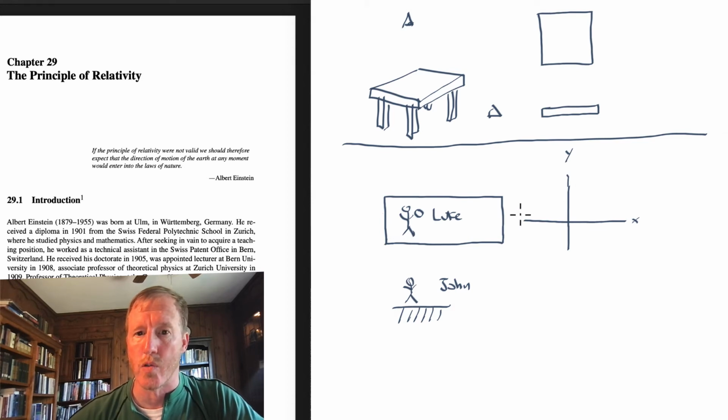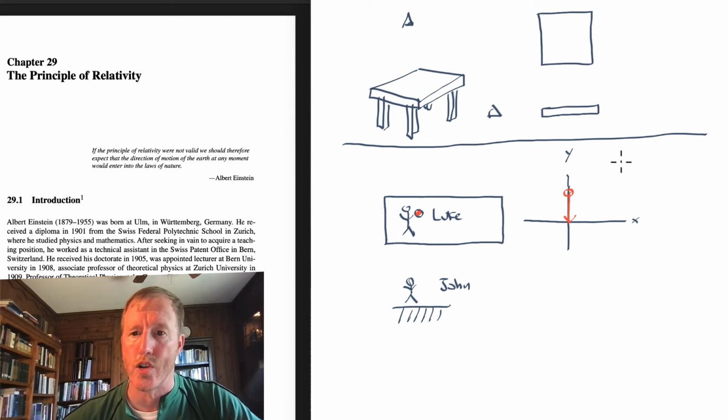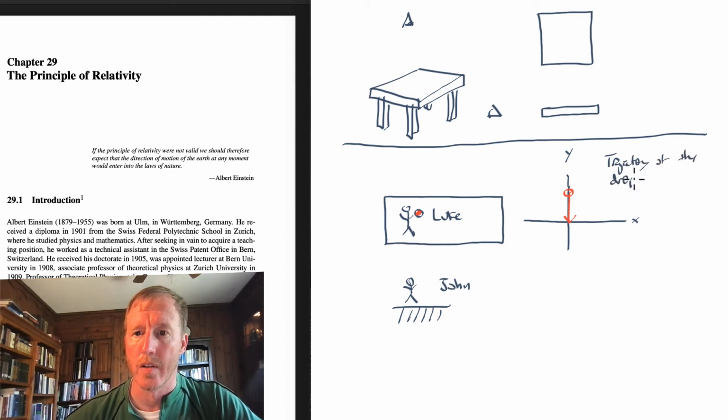So if you were to drop this ball, here's the ball right here, if you were to drop it, how would Luke describe the trajectory? He would say, well, the ball is falling straight down within the train. So this would be the trajectory of the dropped ball, according to Luke.